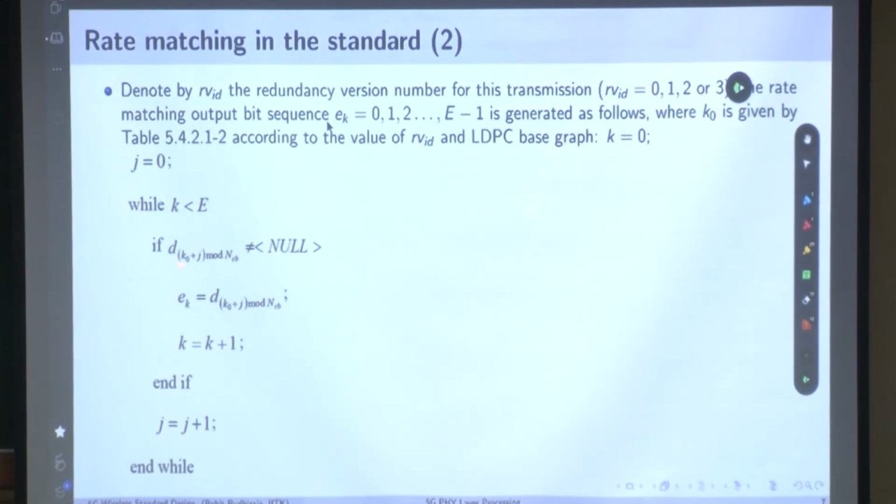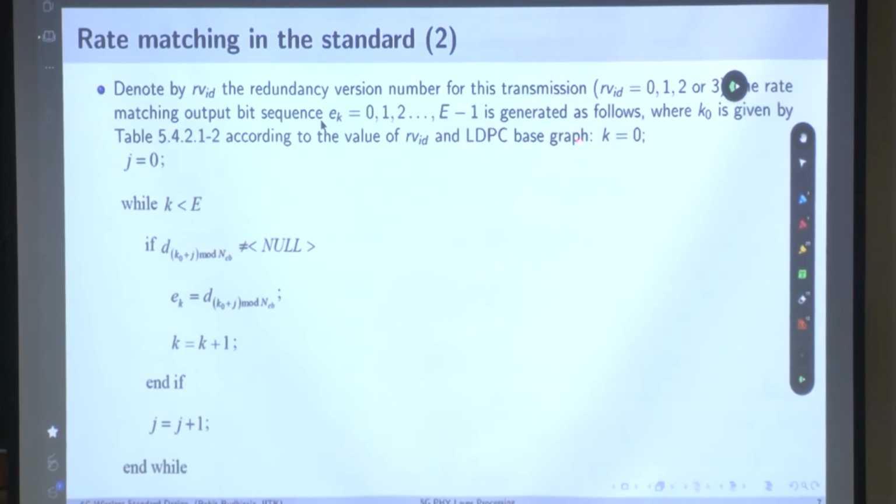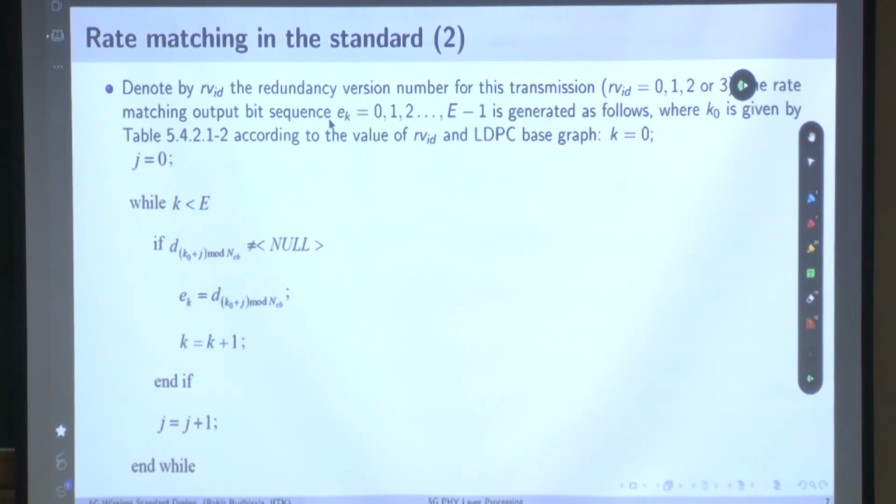What is K naught? K naught is the RV index, given according to the RV ID. K naught is the starting point. For the first RV, what is the starting point? K naught is 0, because you are transmitting the first RV ID.